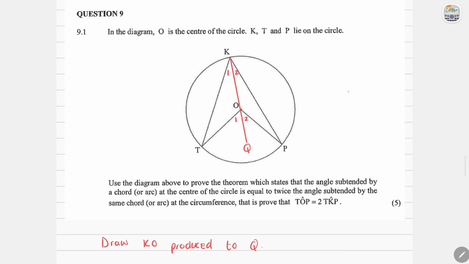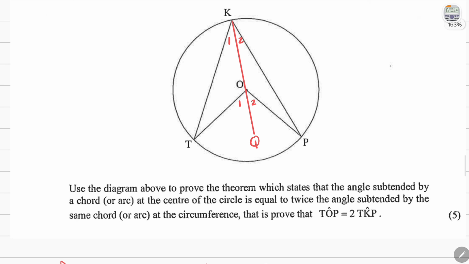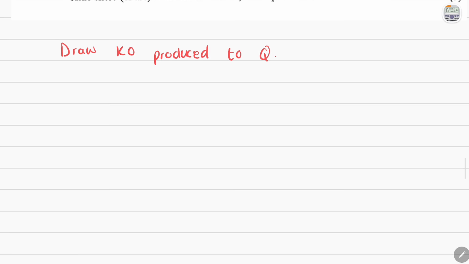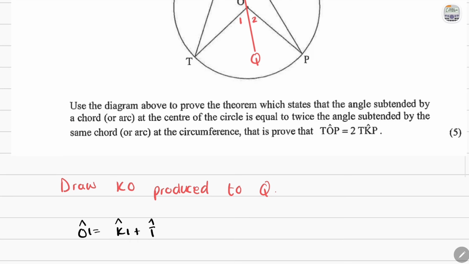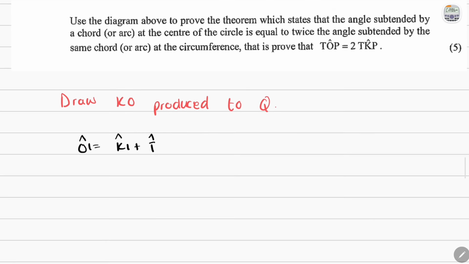Now to prove this theorem, we are going to use the individual triangles that we see here. We have this triangle KTO, and you see that this triangle has an exterior angle, that is angle O1. What do you know about the exterior angle of a triangle? It is equal to the sum of the two opposite interior angles. So we'll tell them that angle O1 is equal to angle K1 plus angle T, because we have the exterior angle of a triangle.